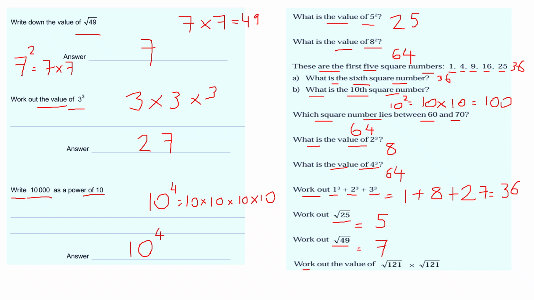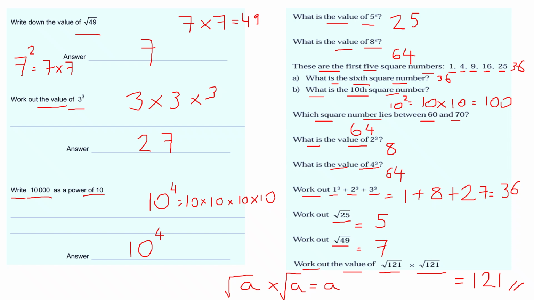Then last part, work out the value of the square root of 121 times the square root of 121. Well, here we are introducing the idea of surds. If I have root A times root A in maths, that just simplifies to the number A. So the square root of 121 times the square root of 121 is equal to 121. We get rid of the square root and leave the answer as it is, which is just the integer which was inside the square root.